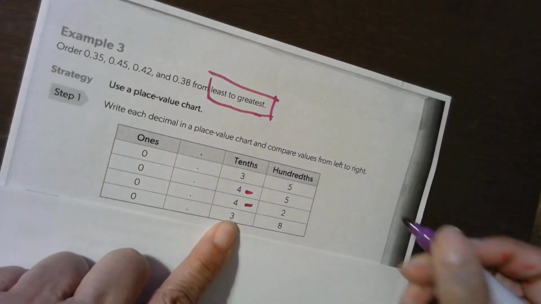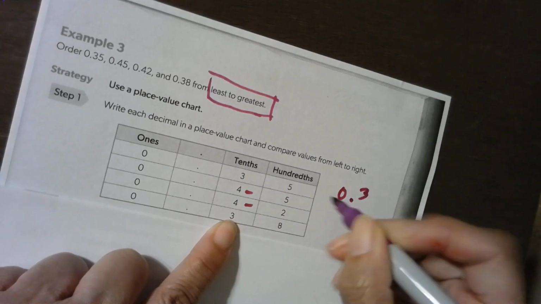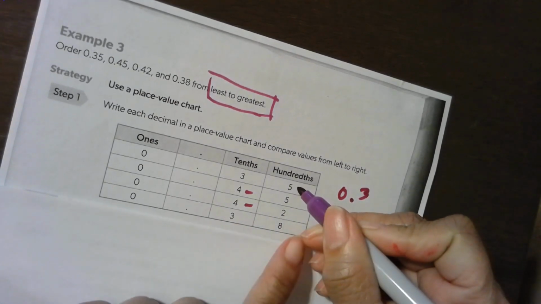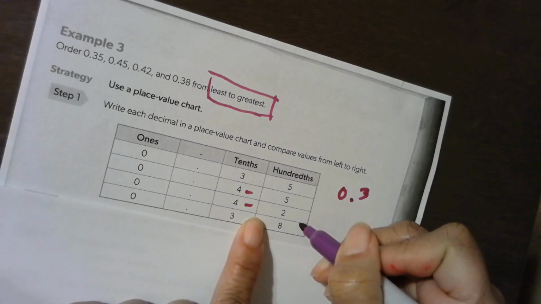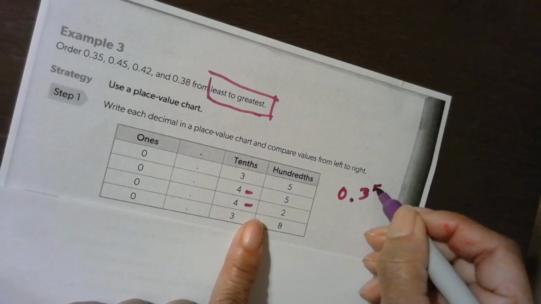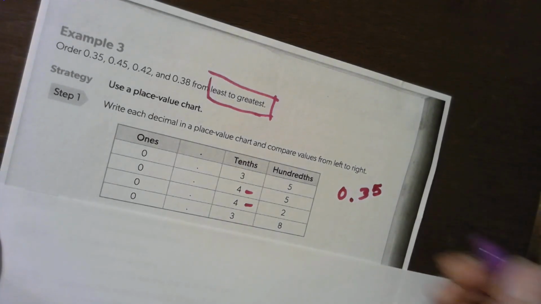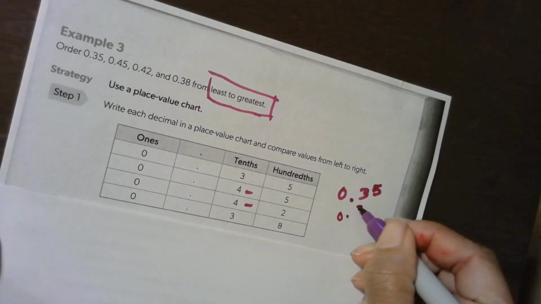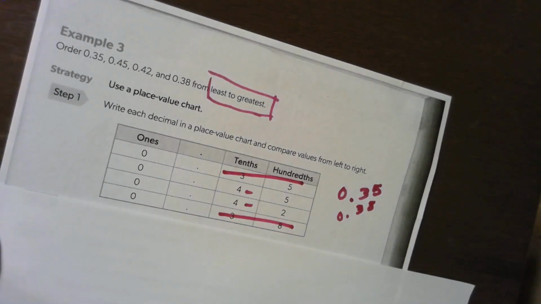So we're going to go to the next number. We have a 5 and we have an 8. So we know 5 is smaller than 8, so that is going to be our smallest number, 35 hundredths. We know this one is second. We're going to cross those out because we used them.